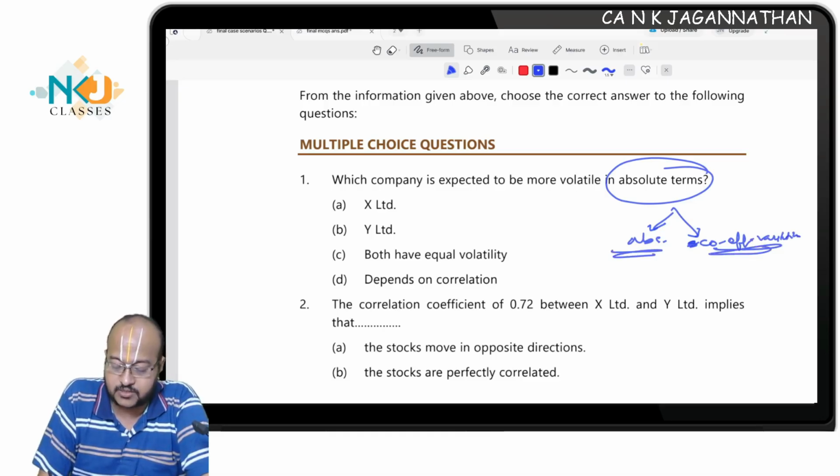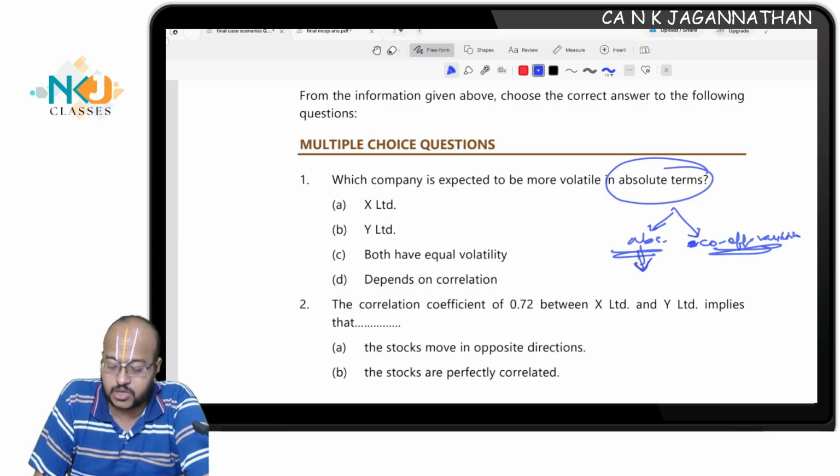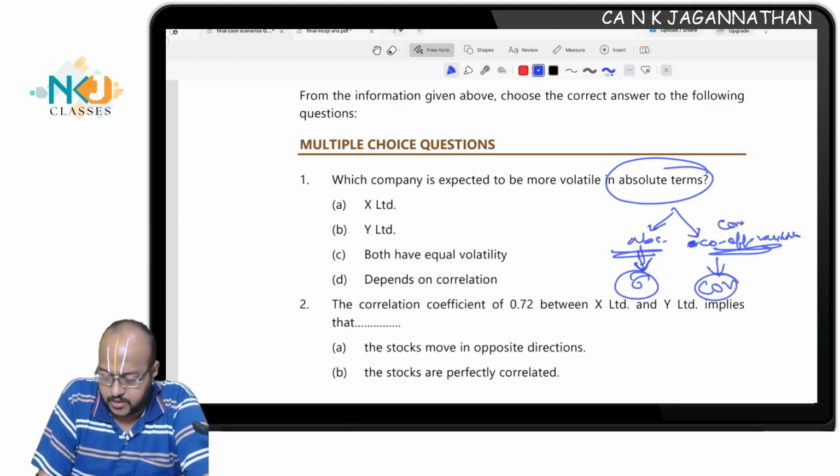Two measures of risk are there: absolute term, and coefficient. Here, absolute terms. What should you use? You should use standard deviation as a standalone measure of the risk. Here, you will use coefficient of variation. This is compared to mean, or X bar. Are you all understanding?